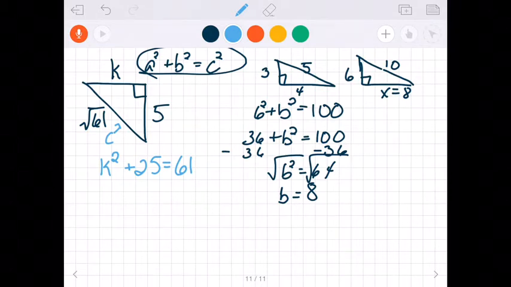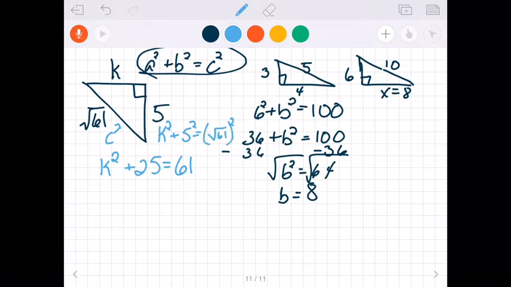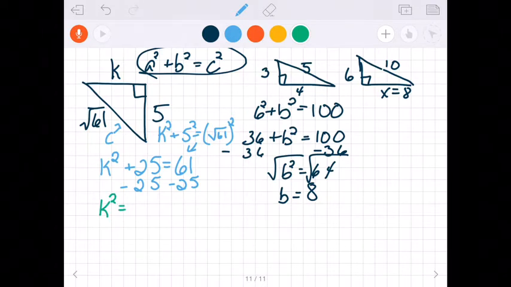I could have written it this way first: k squared plus 5 squared equals the square root of 61 squared. And so we go from that to this. Now if you subtract 25 from both sides, we find that k squared equals 36. If we take the square root of both sides, we find that k equals 6.